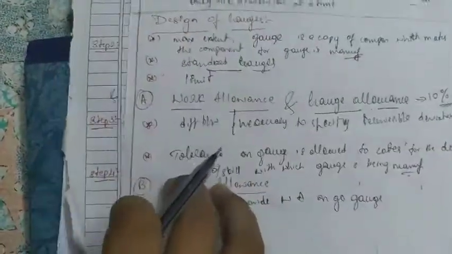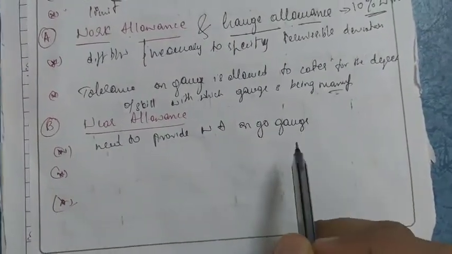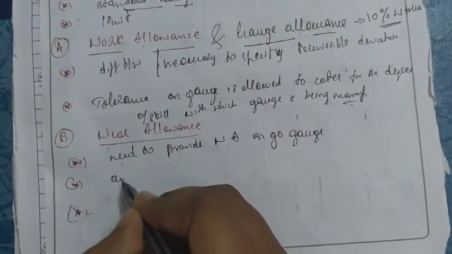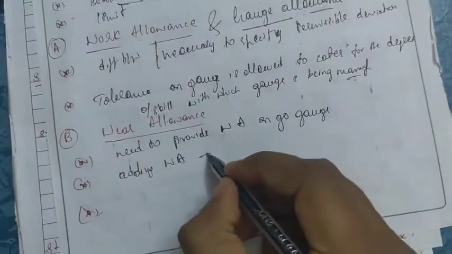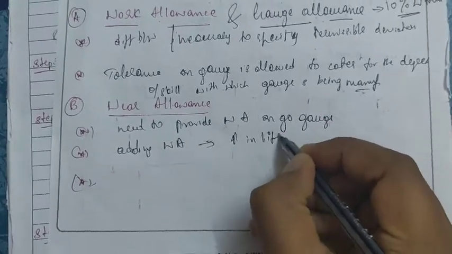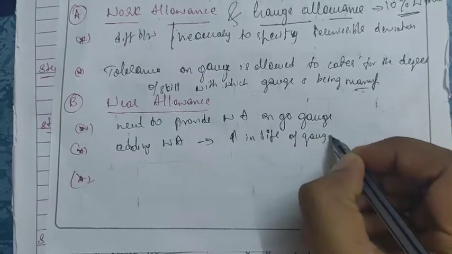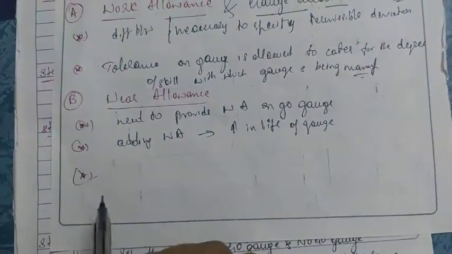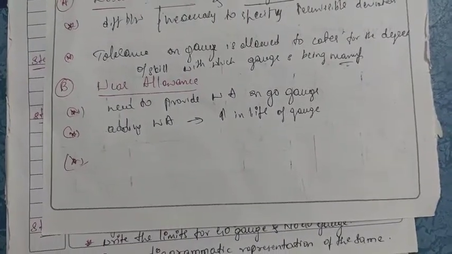Also, adding wear allowance to the gauges will help to increase the life of the gauges. Adding wear allowance leads to an increase in the life of the gauges. And as per the British standards, wear allowance is applied when the work tolerance is greater than 0.